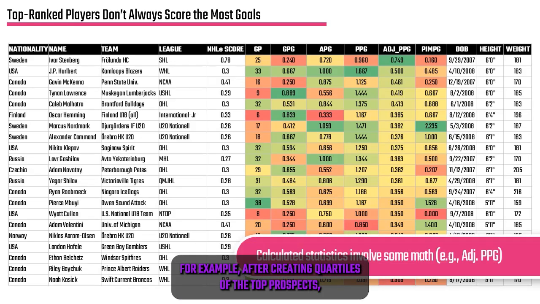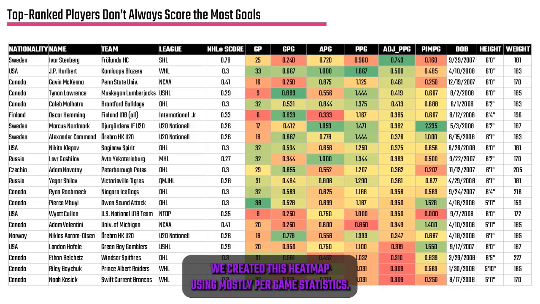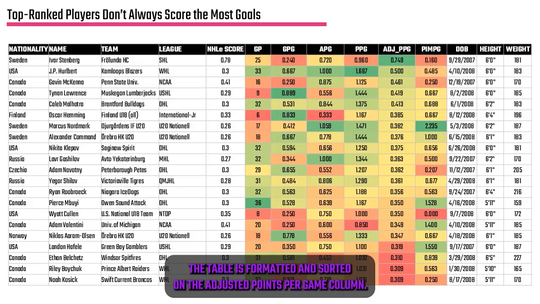For example, after creating quartiles of the top prospects, we created this heat map using mostly per-game statistics. The table is formatted and sorted on the adjusted points per game column.